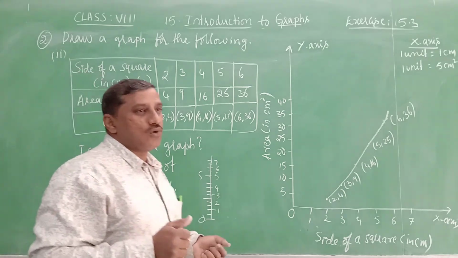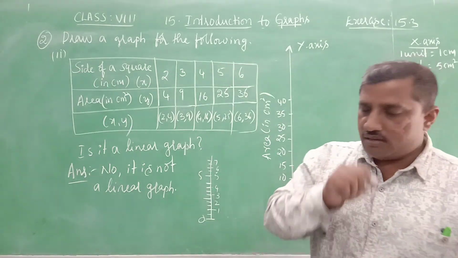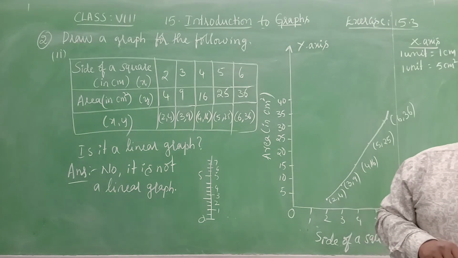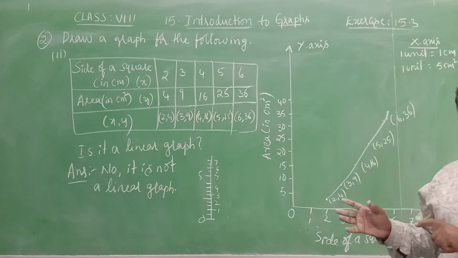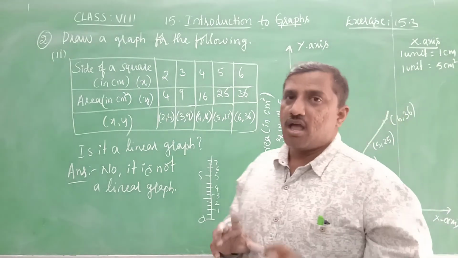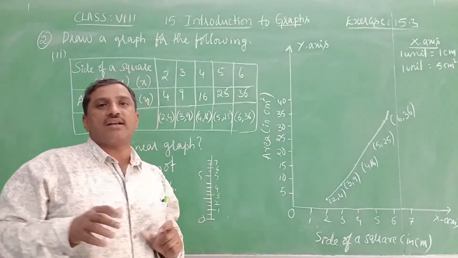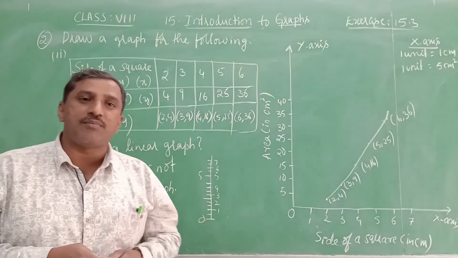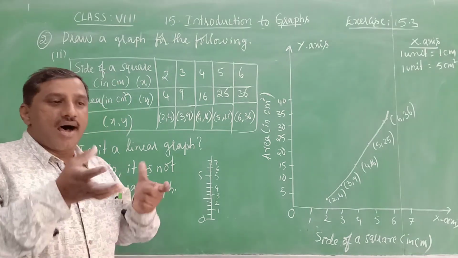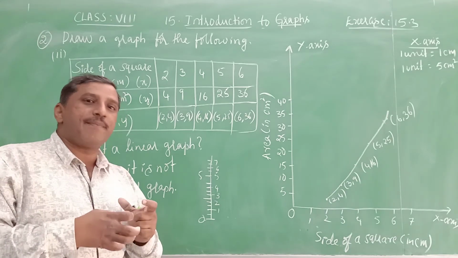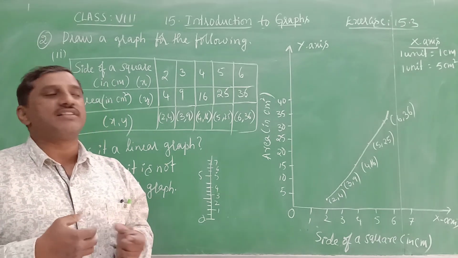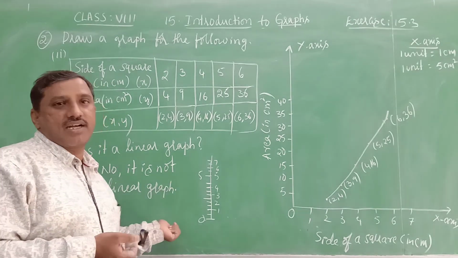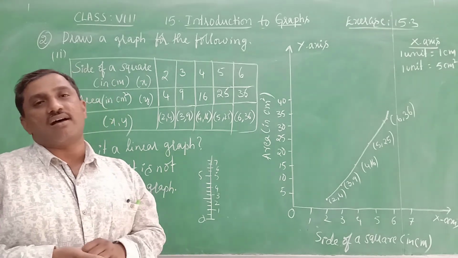The x coordinate is known as the abscissa, and the y coordinate is known as the ordinate. In the point 3, 4, 3 is called the x coordinate or abscissa, and 4 is called the y coordinate or ordinate. Then we studied how to plot points on graph paper and how to identify the coordinates of a point already plotted on the graph sheet. Then we studied linear graphs.